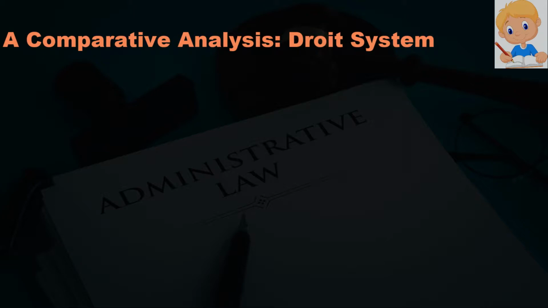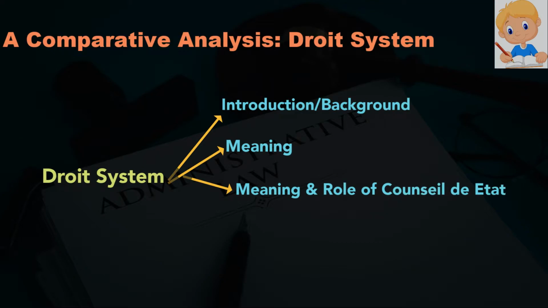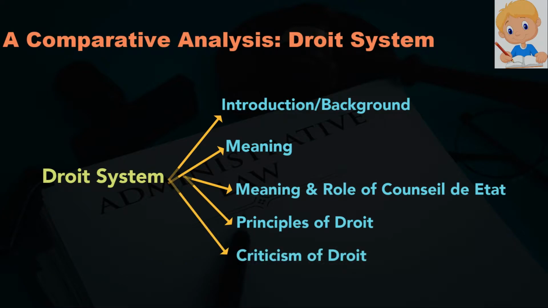Okay, under this topic, first we will discuss the evolution and the background of such system. Secondly, we will discuss the meaning of Droit administration. Thirdly, we will discuss the meaning and role of Counseil d'Etat. Fourthly, we will discuss the major principles of Droit administration. Fifthly, we will discuss criticism of the Droit system and then effectiveness of Droit system. Okay, so these are the subtopics that we will cover under the Droit administration.